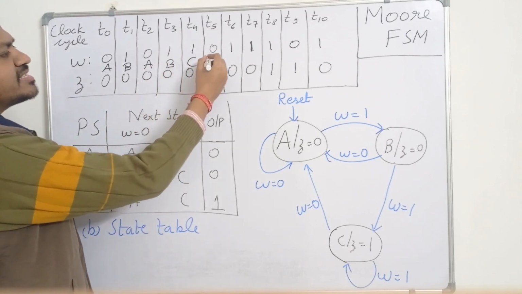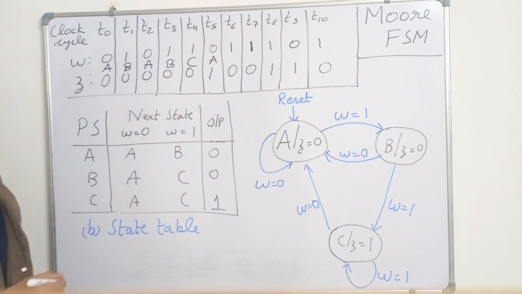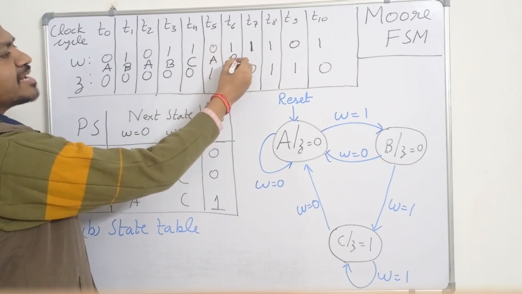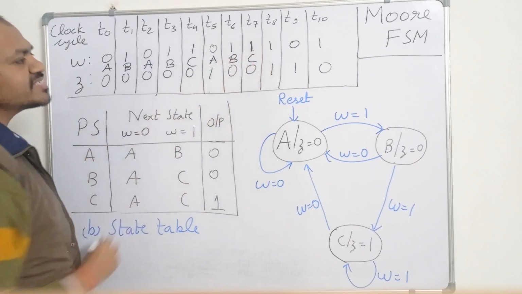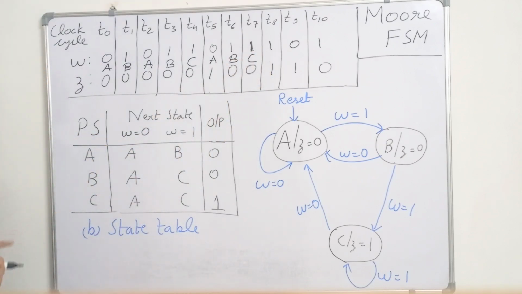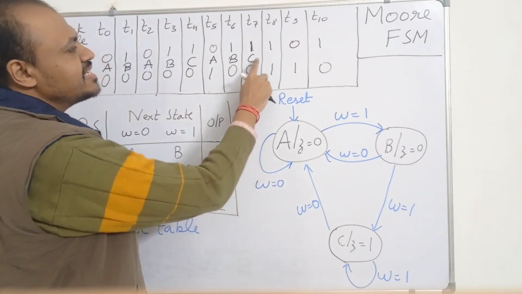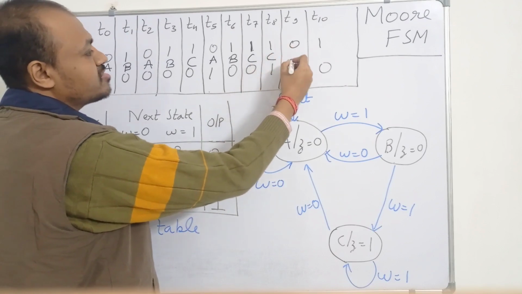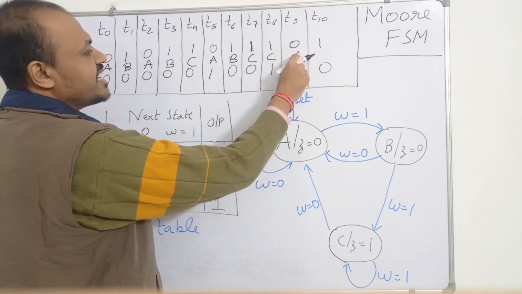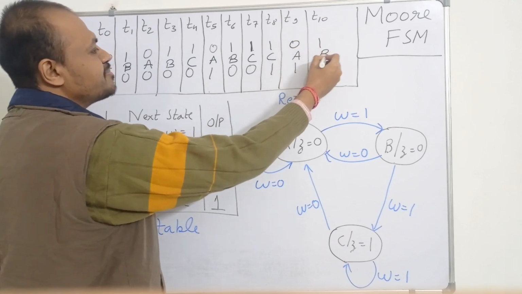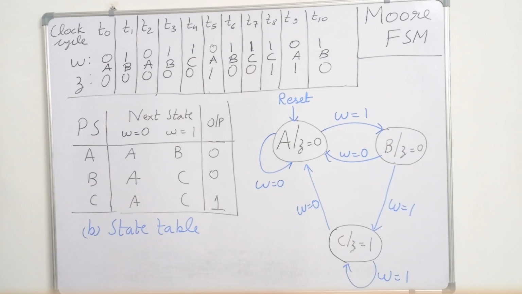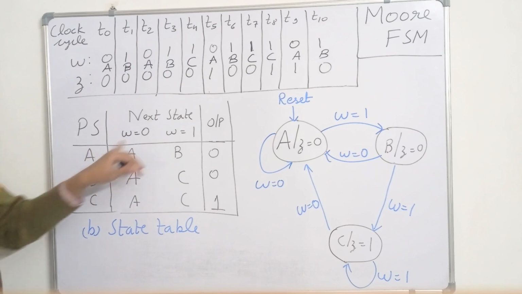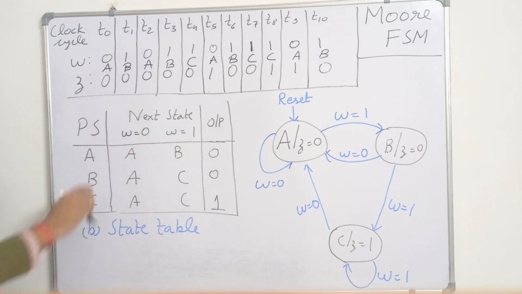System is in state B, again input is 1, system will go to state C. System is in state C, input is 0, system will go to state A. System is in state A, input is 1, system will go to state B. System is in state B, input is 1, system will go to state C, because state C means there are consecutive ones. System is in state C, input is 1, system will remain in state C. System is in state C, input is 0, system will go to state A. System is in state A, input is 1, system will go to state B. System is in state A, input is 0, system will remain in state A. System is in state A, input is 1, system will go to state B.